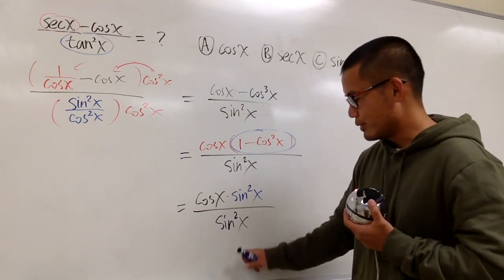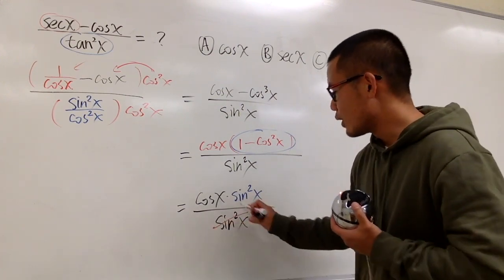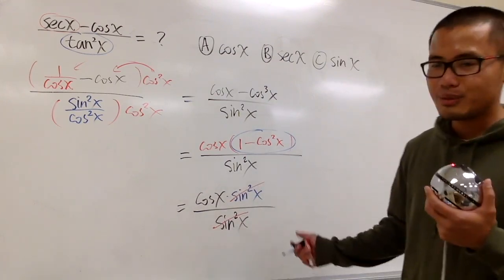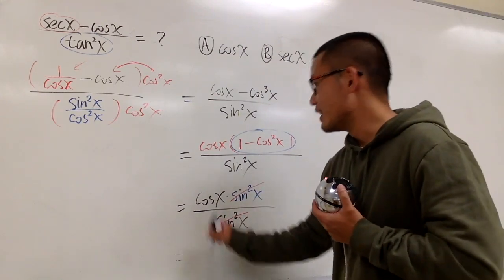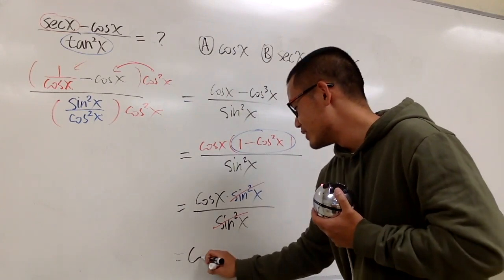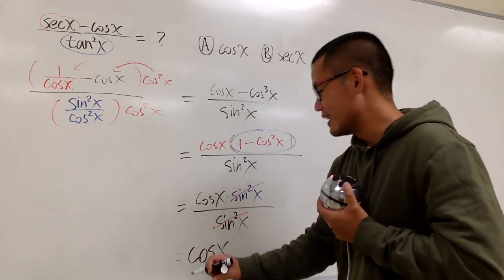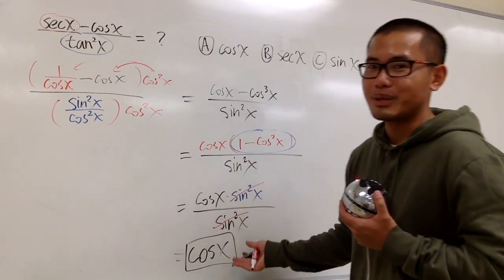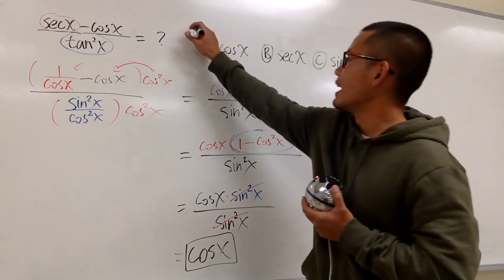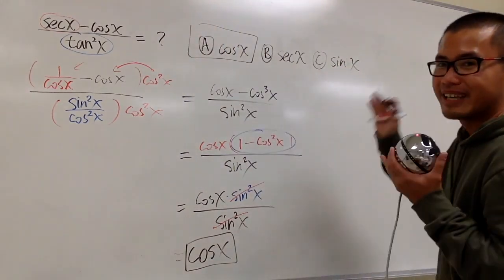And guess what we can do? Of course, cancel, cancel. Very nice, right? So at the end, altogether, that is equal to nothing but cosine x. That's what we have. And that's answer choice A right here. And that's it.